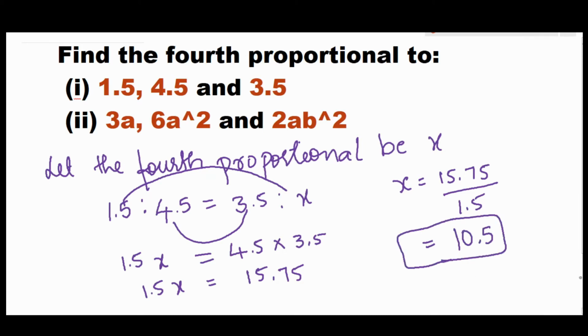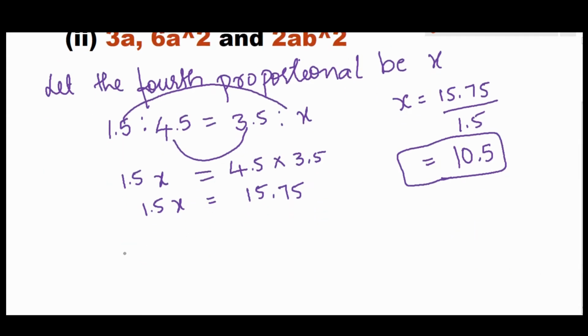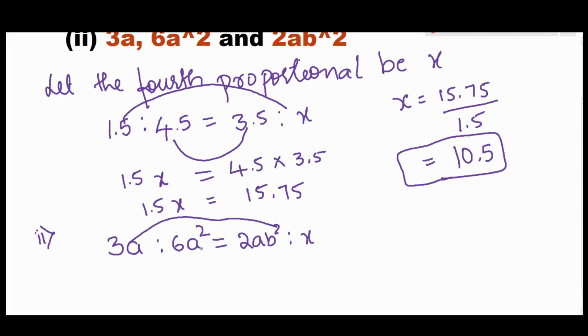Let's solve the next one in the same manner. So I have the numbers 3a, 6a square and 2ab square. Again, let the fourth proportion be x. If I write this in a proportion form, I'll get 3a is to 6a square equals 2ab square is to x. Again, the product of the extremes is equal to the product of the means. So 3a into x is 3ax. That should be equal to 6a square into 2ab square.